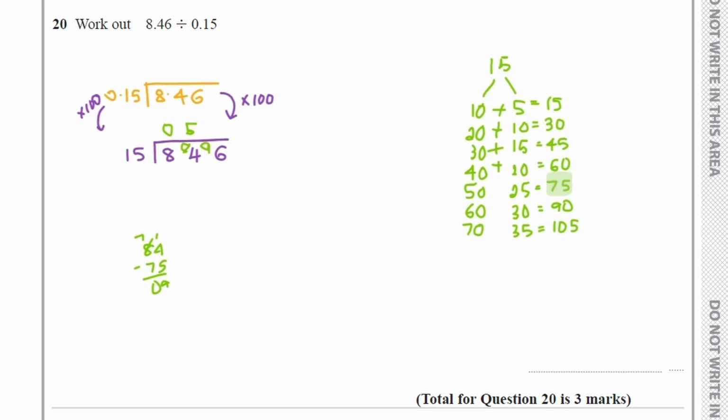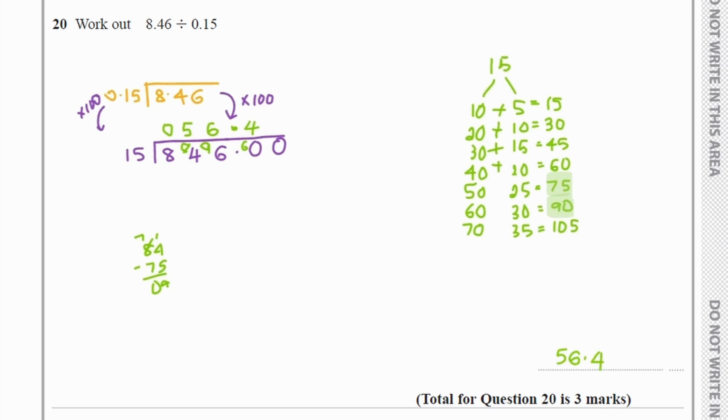So we put the 9 by the 6, which gives us 96. And 96 divided by 15, we would use the 90, which appears 6 times. We have to remember that there's a decimal after a whole number and zeros. So if we do 96 take away 90, that gives us a remainder of 6. So if we put the 6 there, that now becomes 60. And 60 appears in the 15 times table 4 times. So our final answer is going to be 56.4.